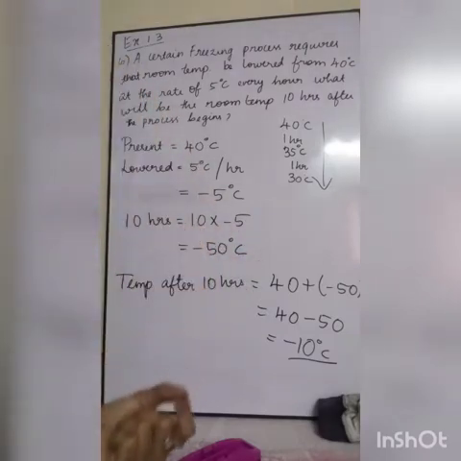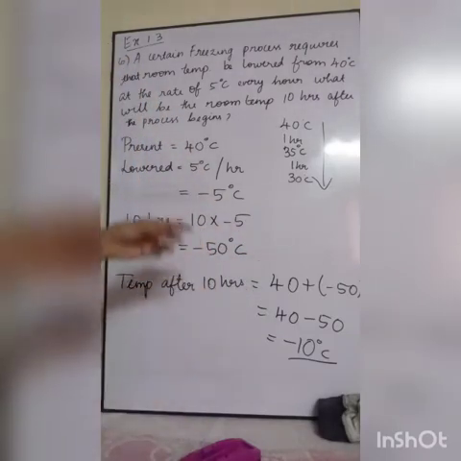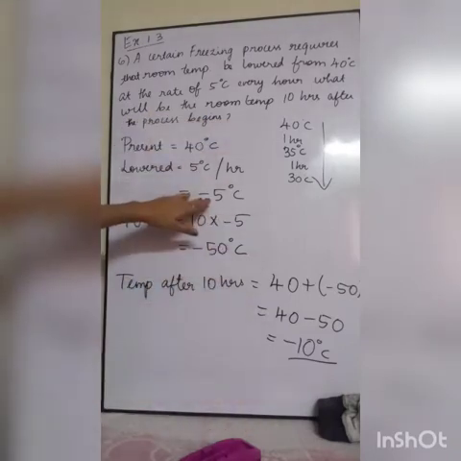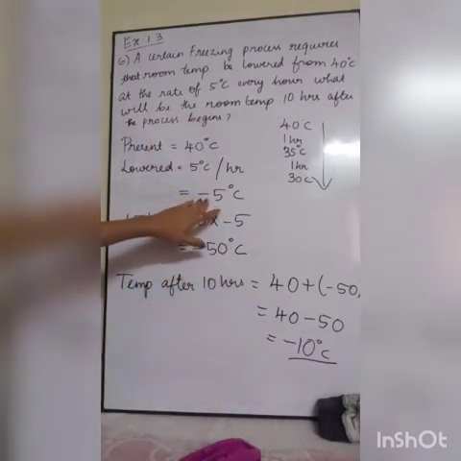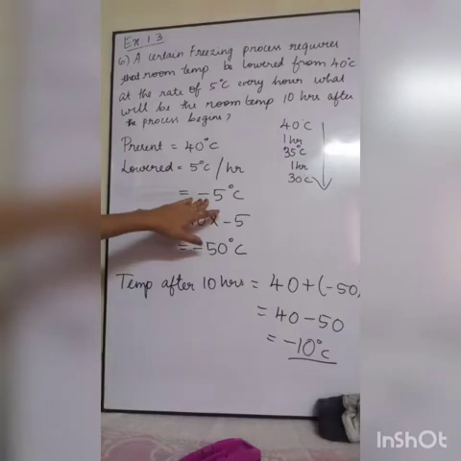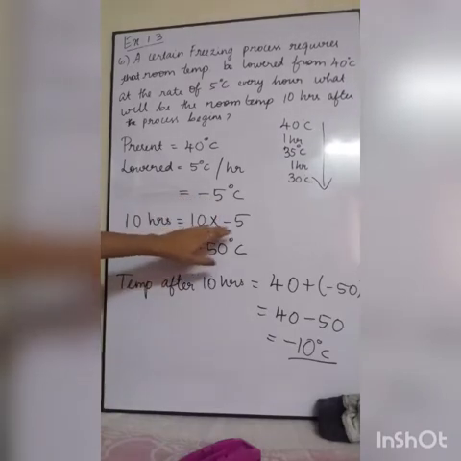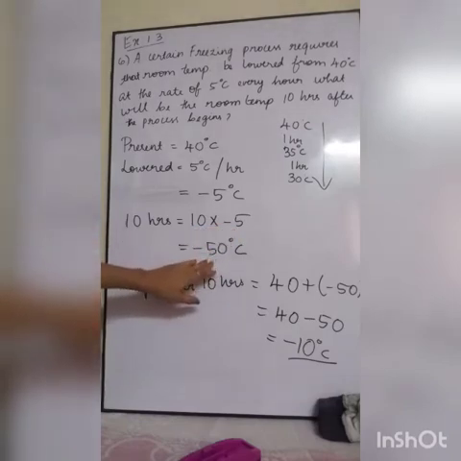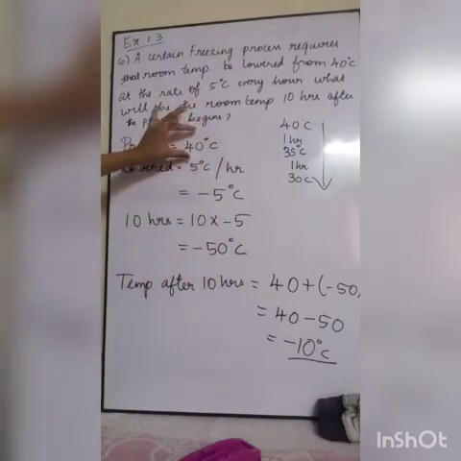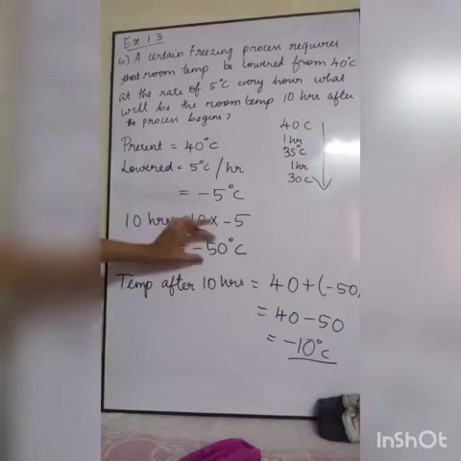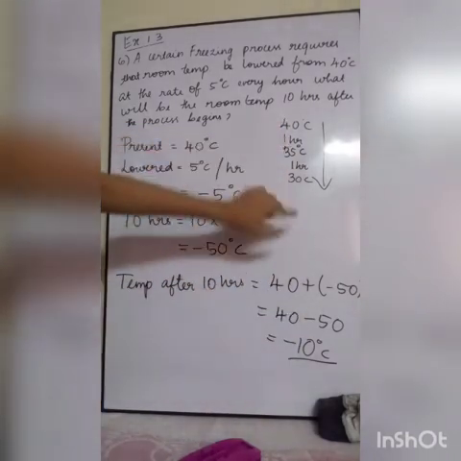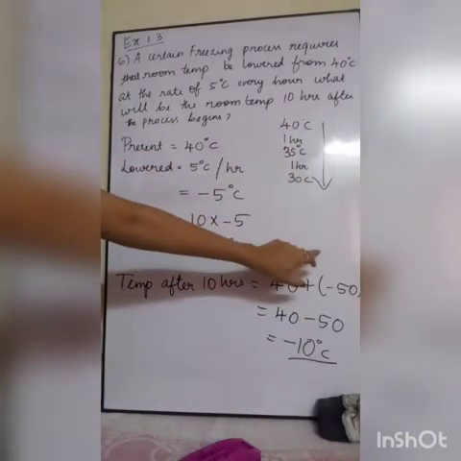Per hour means what? 1 hour. Since it is lowering, I represent it as minus 5 degrees Celsius. So after 10 hours, how much will it be lowered? 10 into minus 5, that is minus 50 degrees Celsius. Then if you combine these two, you can get the present temperature.